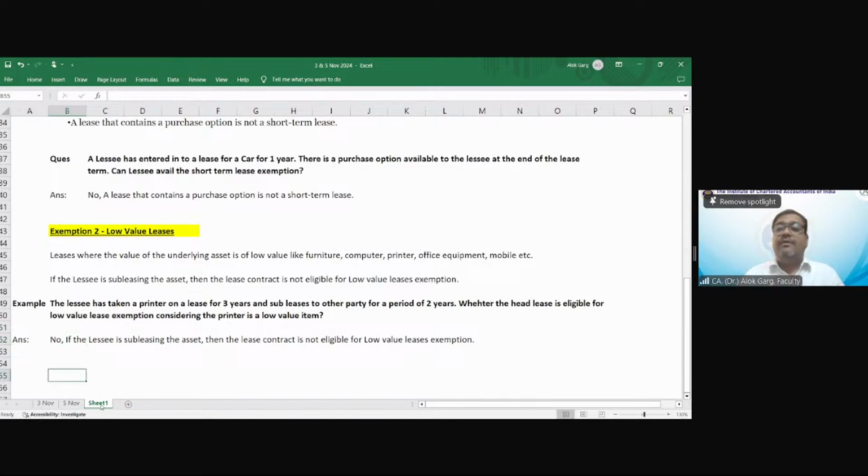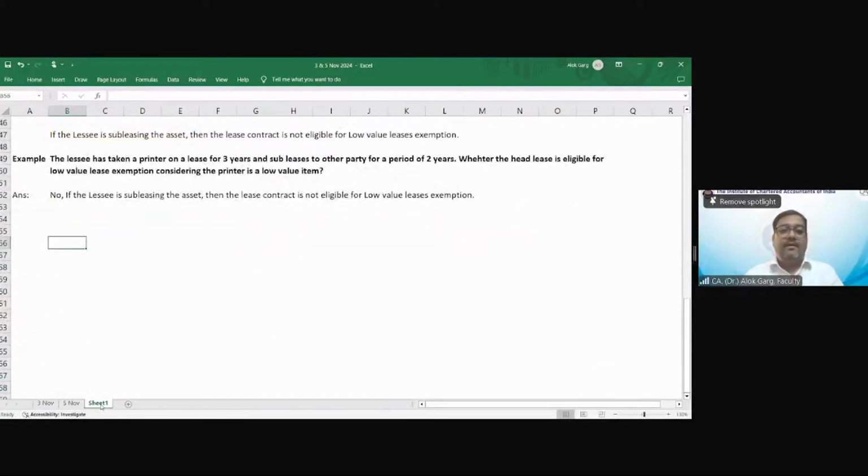What is the accounting entry? Accounting entry in case the lessee is availing the exemptions, short-term lease or low value lease. Acha, one question.